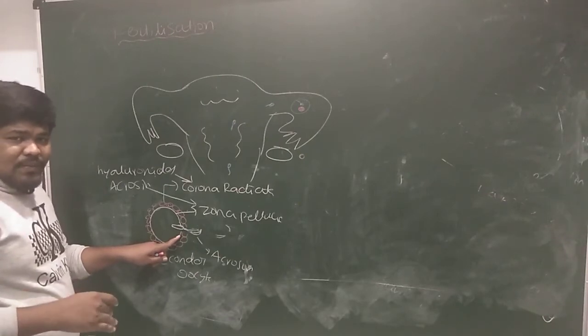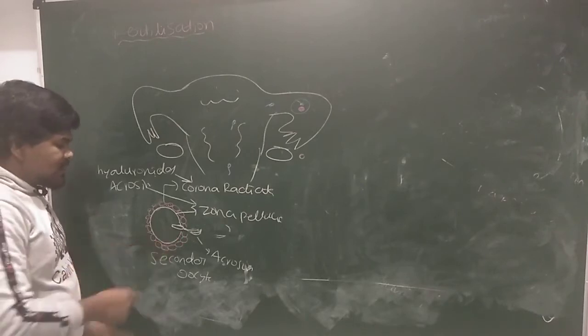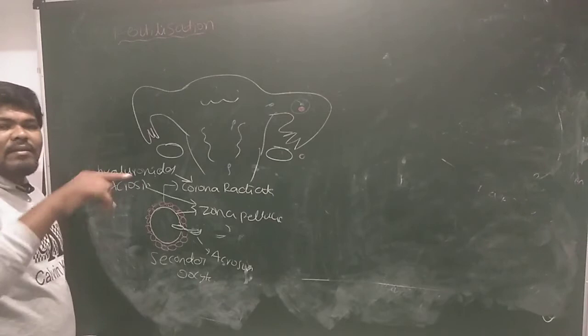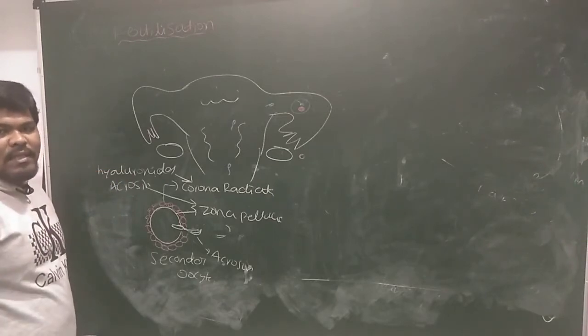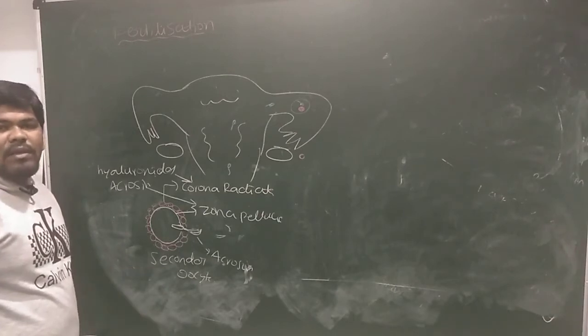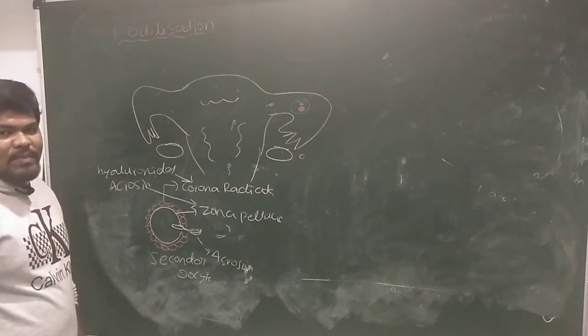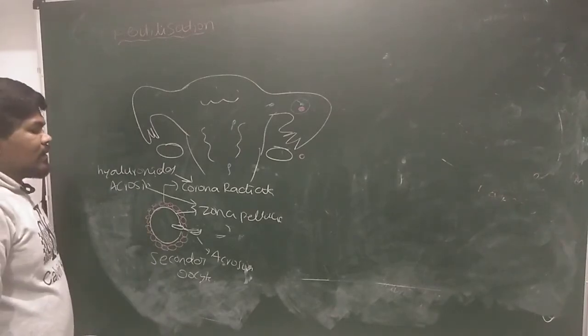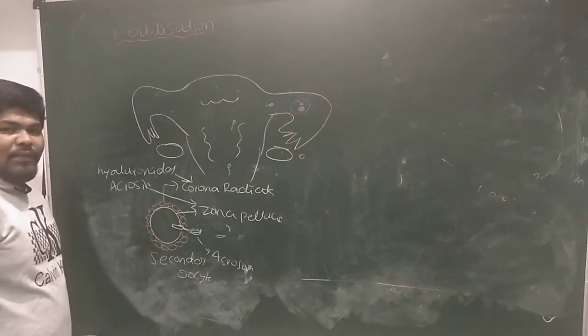During fertilization, when the sperm contacts the zona pellucida of the ovum, the zona pellucida layer undergoes physiological changes. After the physiological changes, the zona pellucida will not allow the further entry of other sperms. Hence, because of this, only one sperm can fertilize the egg. Okay, this is about the fertilization.